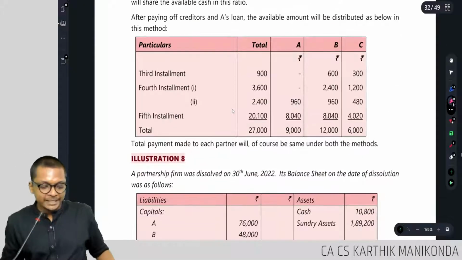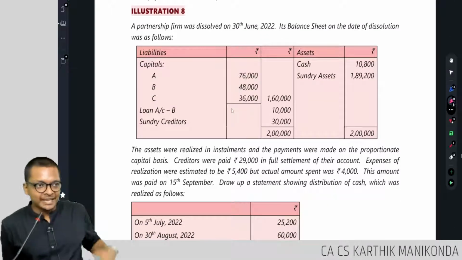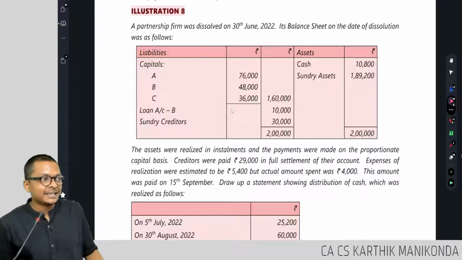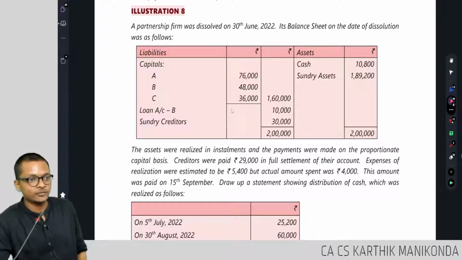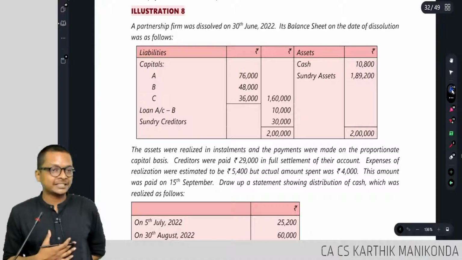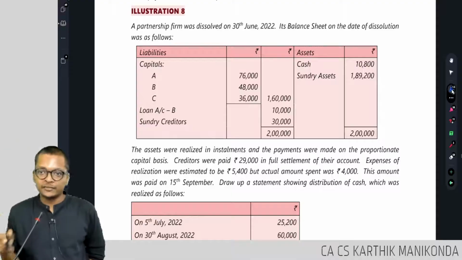Now let's go to the main sum, Illustration 8. The sum will actually be the same till you come to payment of partner's capital. Till then, I will only keep paying my liabilities. You have to prepare one working note like this, excess of excess capital. Let's start off with the sum as usual. When that part comes, I will again prepare this working note.